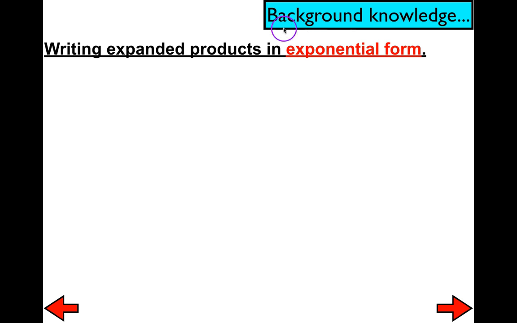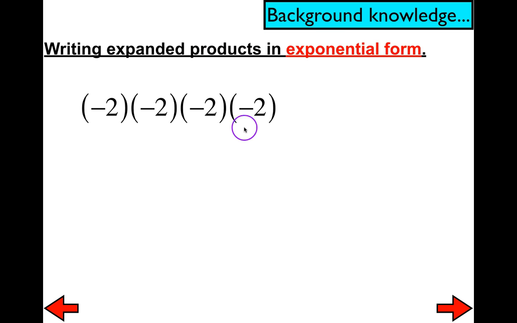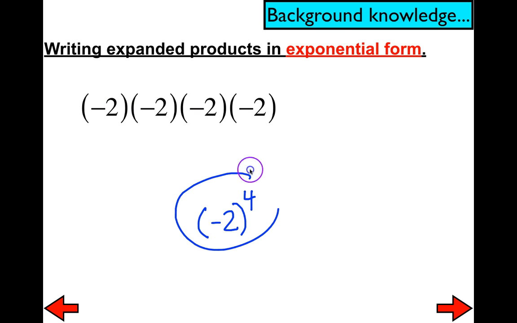Here it says, some more background knowledge, expanding products. Writing expanded products in exponential form. So here, let's take a look. What is our base? Our base is a negative 2. So what I'm going to do is go ahead and say, okay, well, my base is a negative 2. And let's see. Because it was negative, I had to make sure I had my parentheses. And if you even look, notice every single time I had parentheses. It was repeated 4 times, so that is my power. And that is it. So moving on.